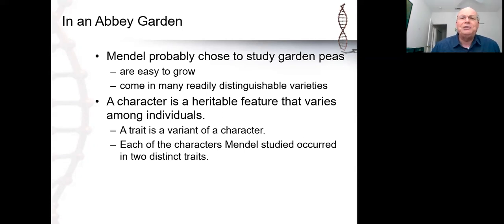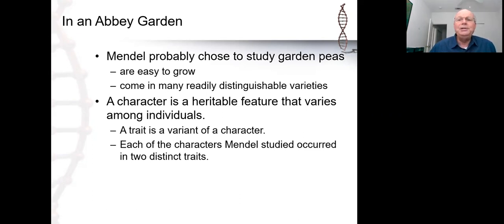He chose 7 characteristics in total, and each of those characteristics had what we refer to as 2 traits. So for instance, one characteristic was flower color, and this is the one that is most famous. And the 2 traits were the purple trait and the white trait for flower color. And this was the case for all of the characteristics that he chose. For all 7 characteristics, there were 2 distinctive traits.